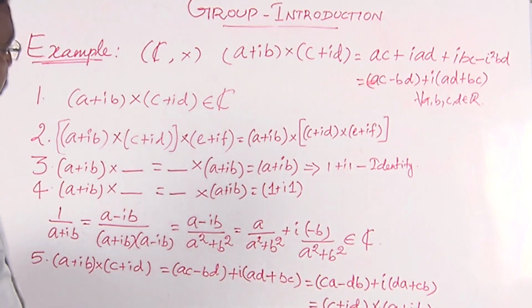Clearly, the product of 2 complex numbers is again a complex number, because ac minus bd is a real number and ad plus bc is also a real number, therefore this is a complex number. Therefore, the product of 2 complex numbers is again a complex number. The second one, associative: it can be verified easily that a plus ib times c plus id, which is the product, with e plus if, is always equal to a plus ib with the product of c plus id and e plus if. Therefore, the associative law always holds for complex numbers.